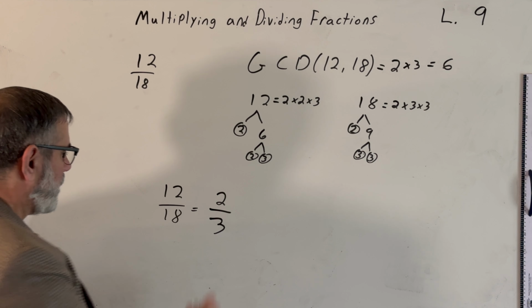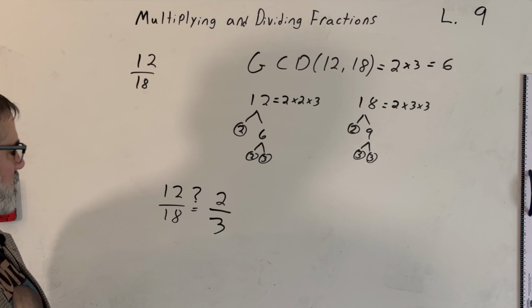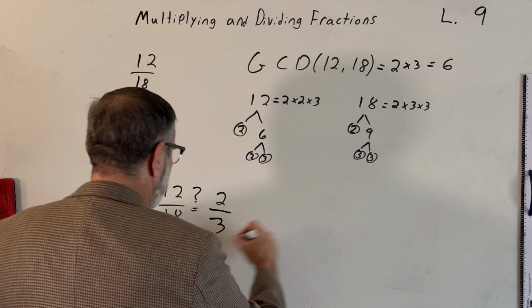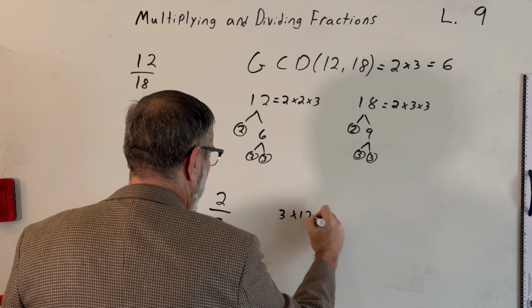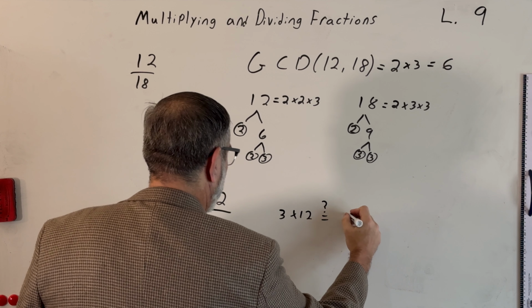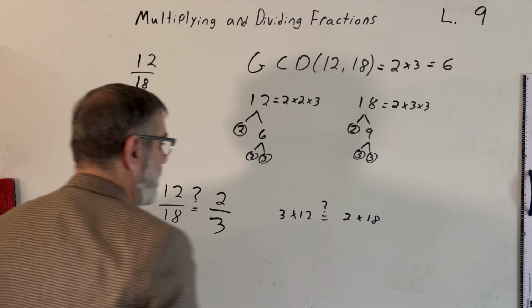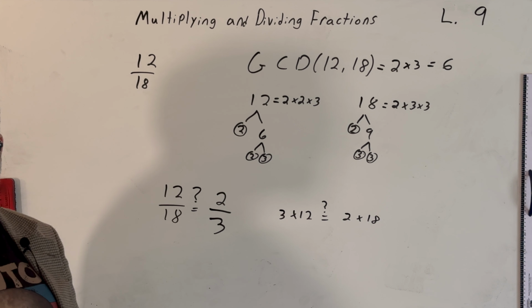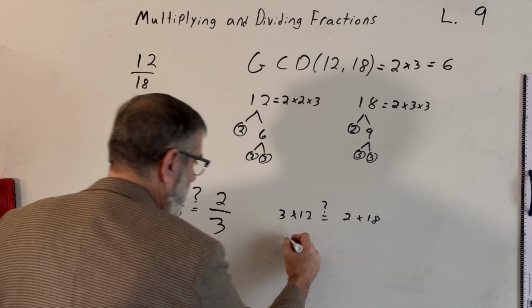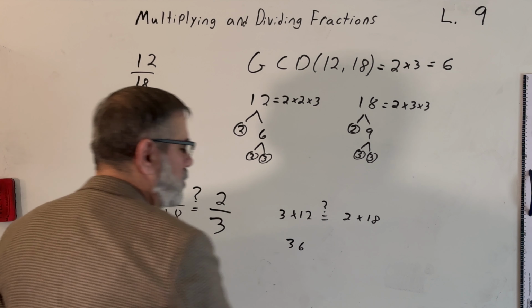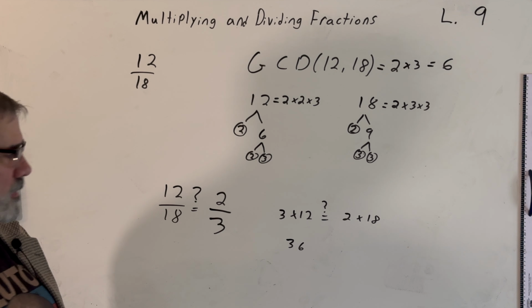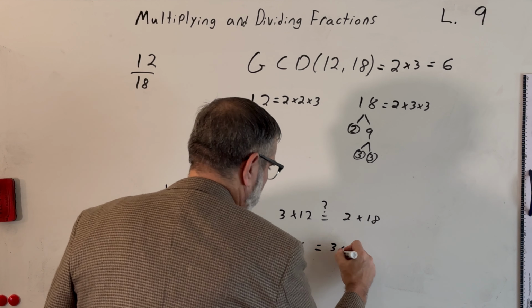Now you can of course check this. Remember how we did this? Put a question mark over it and we checked it. What trick did we use to check a fraction? Cross multiplication. So this would be 3 times 12 equals question mark 2 times 18. What is 3 times 12? Anybody? 36. And what is 2 times 18? Double 18? 36. And 36 does equal 36.